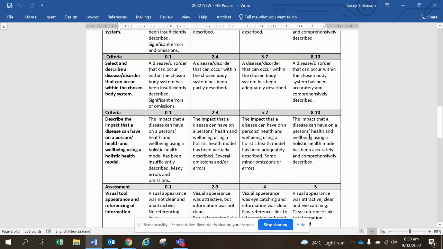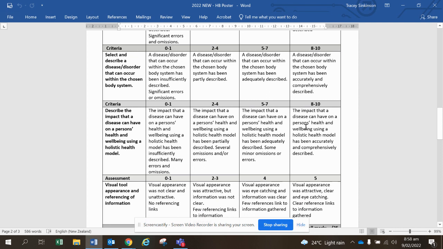Okay. And then this one is how has that disease impacted the person's health and well-being using a holistic health model? Okay, so don't just guess or make it up. We're going to use either the Te Whare Tapu Whā or the biopsychosocial model. Okay, this will mean you will need to do a little bit extra reading, a little bit of watching YouTube, looking at the resources on Moodle for you to get the top marks on this.